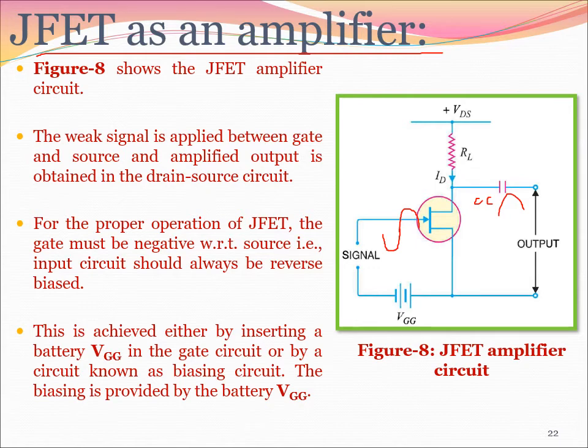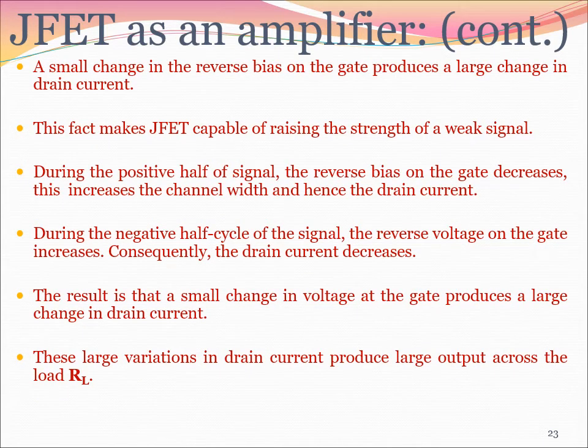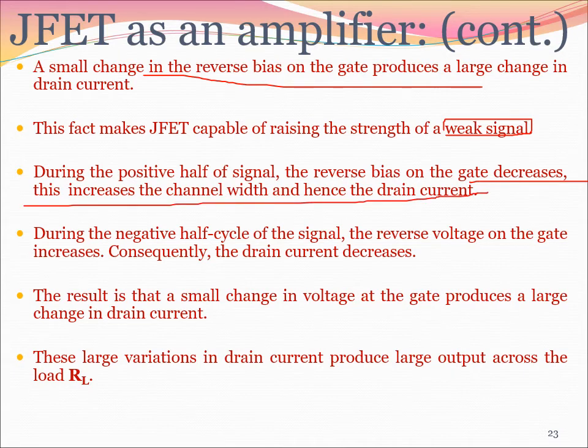So we can say that if we have a weak signal, that can be easily amplified to receive a high powered signal. So here, the same point that I discussed, that a small change in the reverse bias on the gate produces a large change in drain current. This fact makes JFET capable of raising the strength of a weak signal. So yes, if you provide a weak signal, it can easily increase the strength or power of that signal. Here the process is written of how this device increases the strength, which I already discussed. And these large variations in the drain current can be converted into voltage using a load resistor.